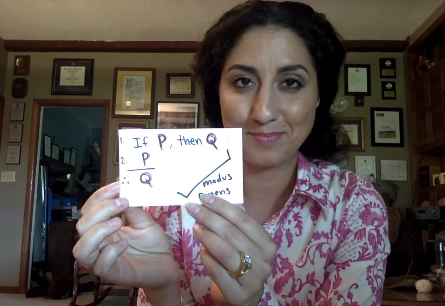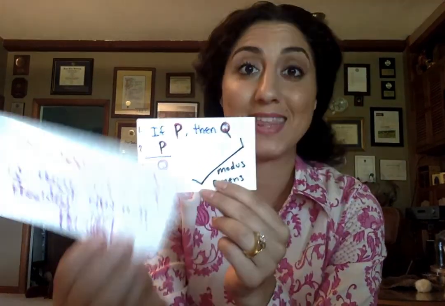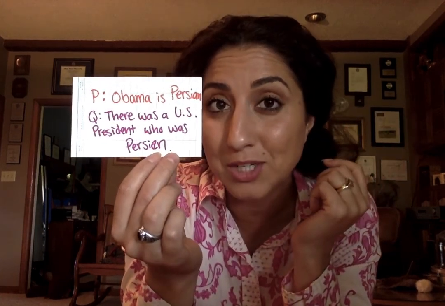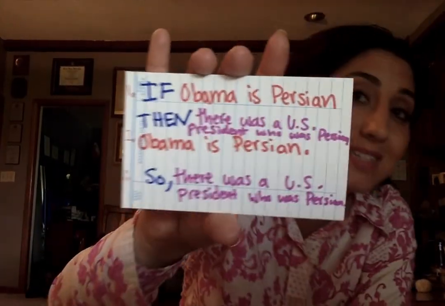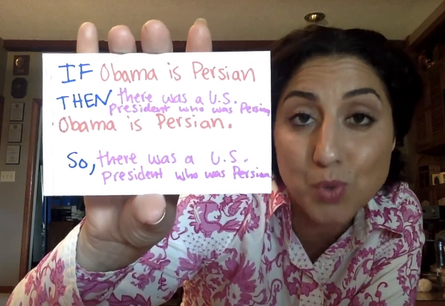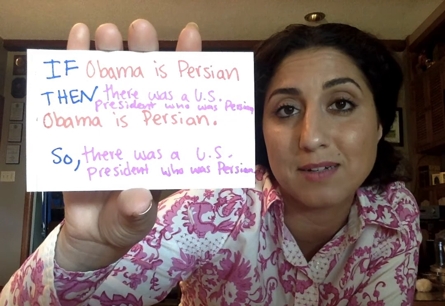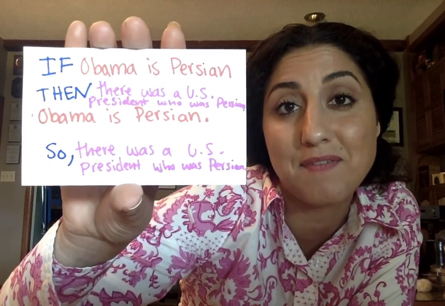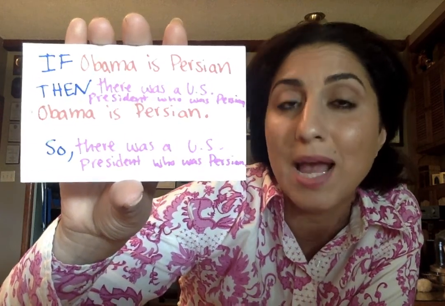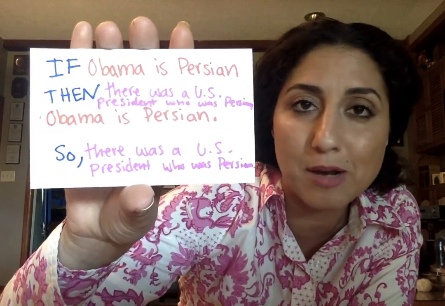Let's have some fun. Let P represent the idea that Obama is Persian. Let Q represent the idea that there was a US president who was Persian. This is the content we're going to use to fill modus ponens. And when you do, if you do correctly, you will get this argument. The conclusion of this argument is that it is true that there was a Persian president in the United States. This is a valid argument because the conclusion would be true if the premises were true. It's not sound, but we don't care about soundness right now.